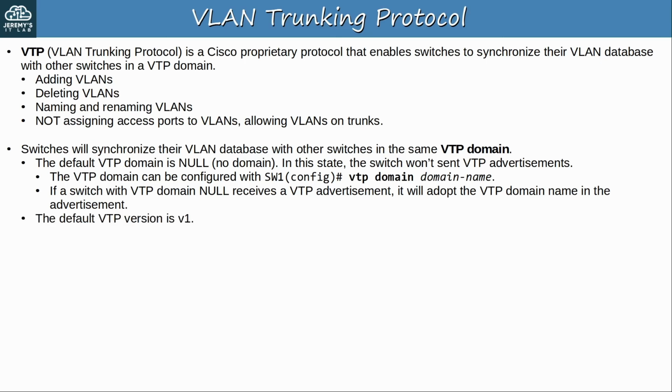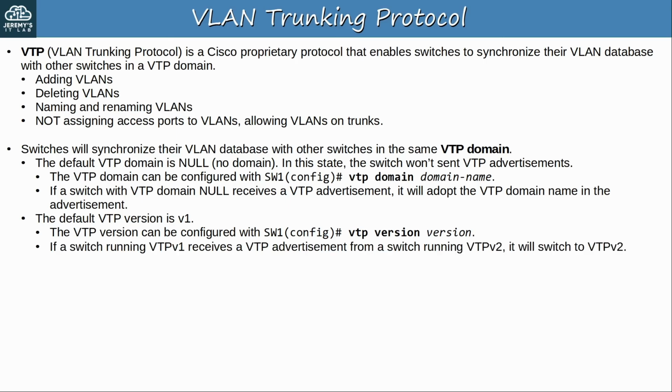The default VTP version is version 1, and it can be changed with the VTP version command. Similar to the domain name, if a switch running version 1 receives a VTP advertisement from a switch running version 2, the version 1 switch will move to version 2. Cisco documentation says that if a version 1 switch receives a version 3 advertisement, the version 1 device will switch to version 2. But I haven't been able to replicate that behavior. It might depend on the switch model and iOS version. Note that a switch will not automatically move to version 3. It must be manually configured.